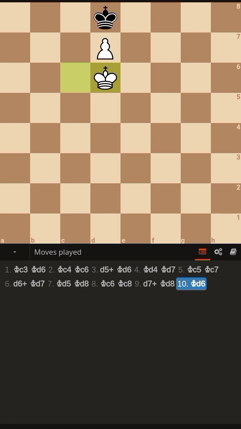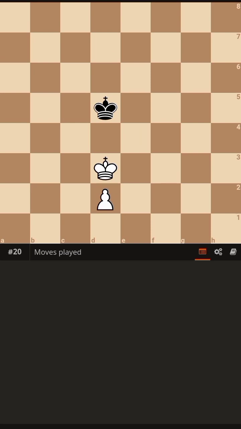So if white wants to win this game, then the white king should be in front of the white pawn and have the opposition with the black king to move. It should be like this: white pawn on d2, white king on d3 and black king on d5, and it's black's turn to move. So this is winning for white.